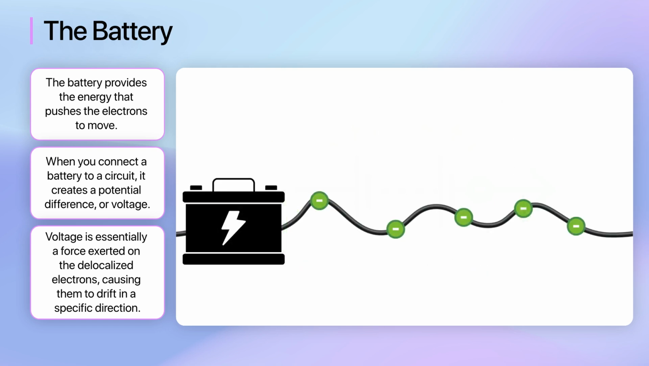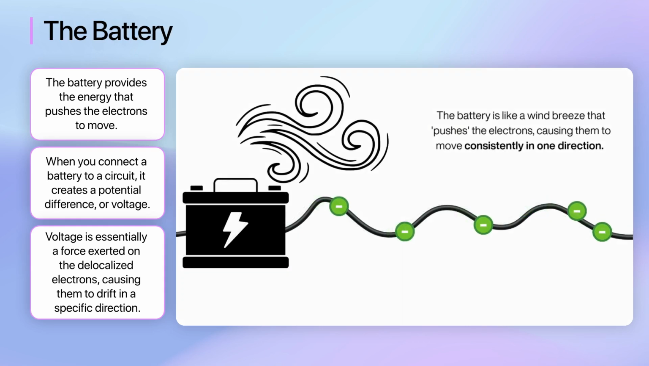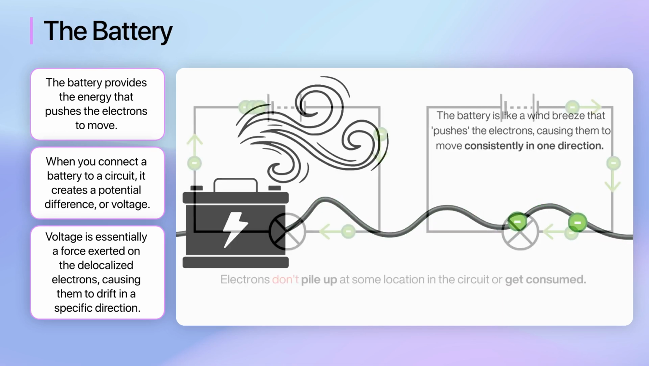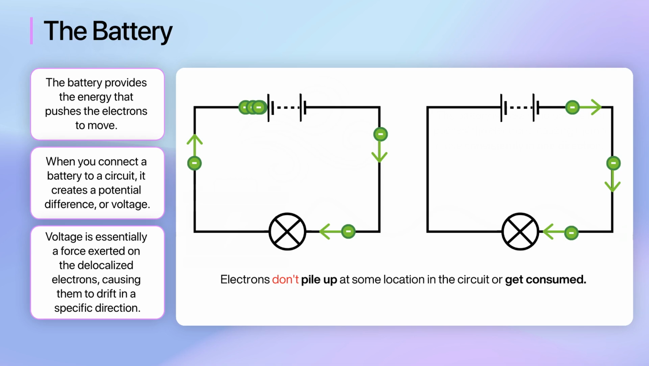Imagine the electrons as tiny specks of dust scattered within the wire. In this analogy, the battery is like a wind breeze that pushes these dust particles, causing them to move consistently in one direction. It's important to understand that the electrons don't pile up at some location in the circuit or get consumed. They keep circulating within the closed loop of the circuit.